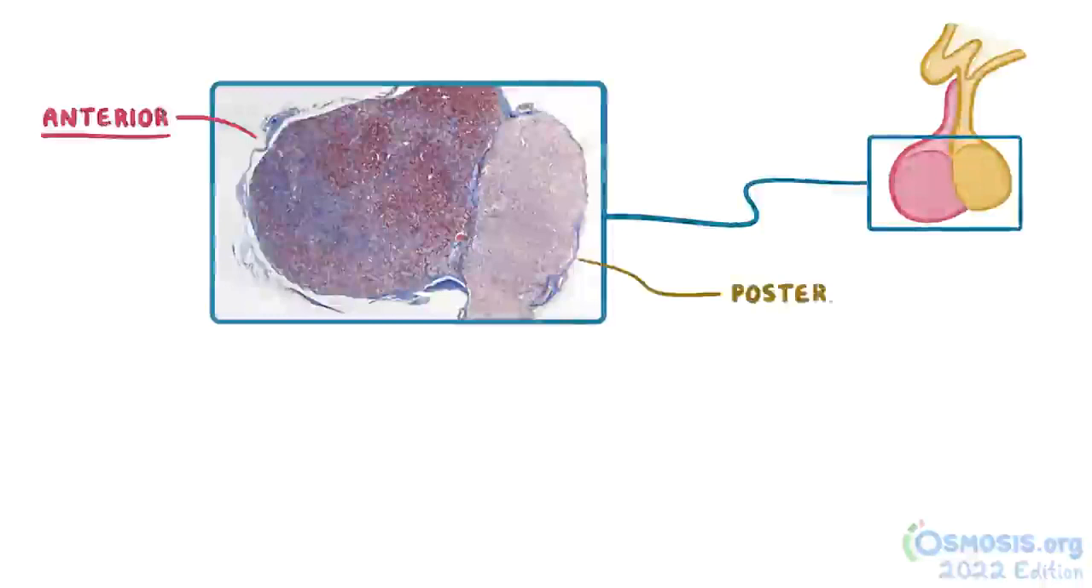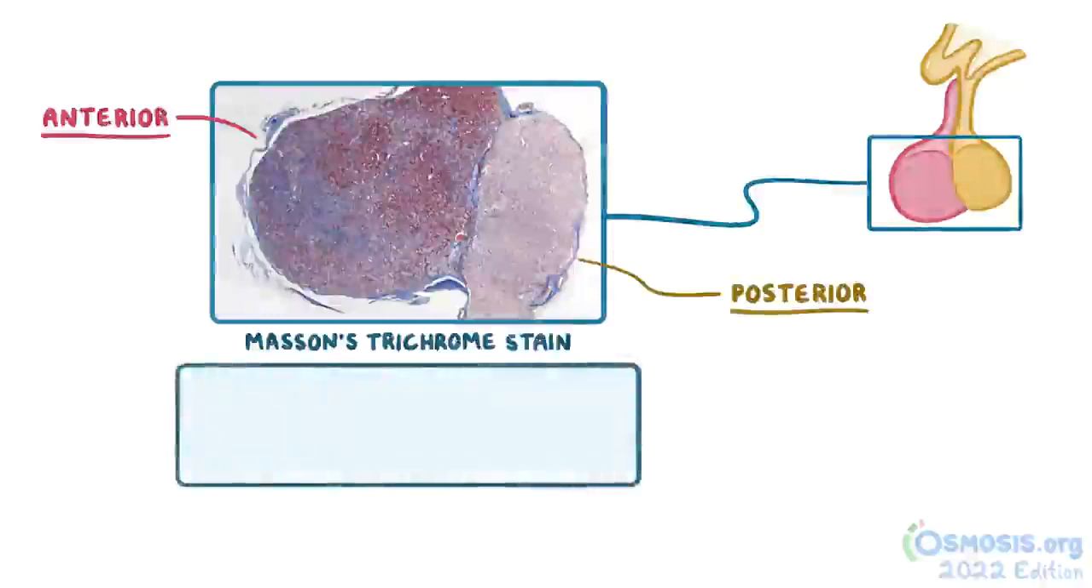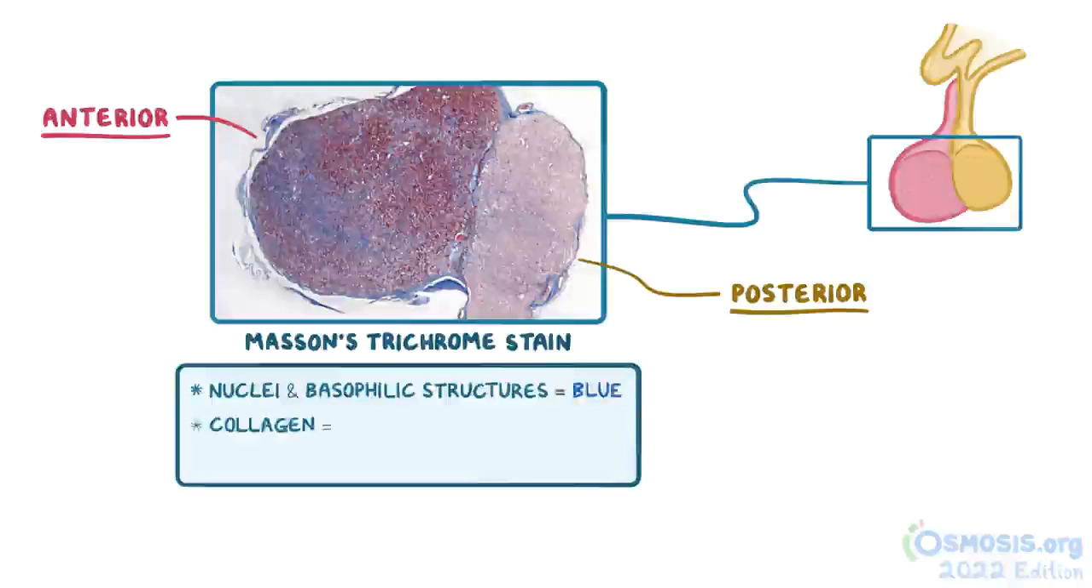In this low-power parasagittal section of the pituitary gland, the anterior and posterior parts of the pituitary can be identified pretty easily when stained with Mason's trichrome. Generally, this stain will stain nuclei and basophilic structures blue. Collagen will be blue or green, and non-basophilic cytoplasm and red blood cells will be red.